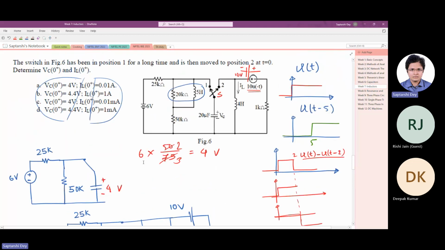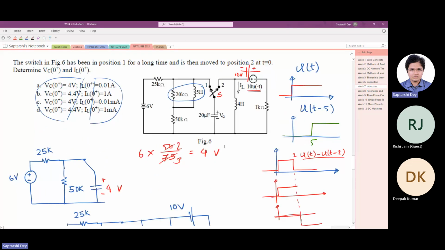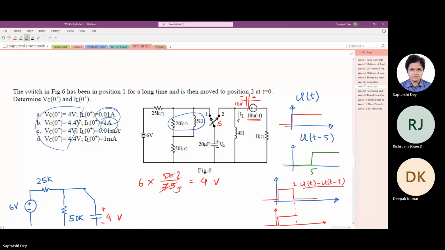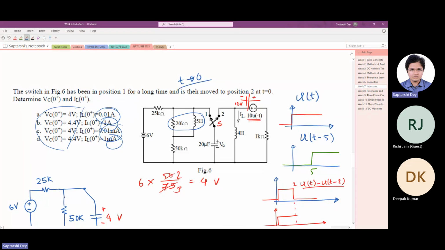The question is initial capacitor voltage, initial inductor current. If initial capacitor voltage is 0 volt, initial inductor current has some values here, and none of them are 0. But it is not possible because at t tends to 0 minus, inductor current was 0. At t tends to 0 plus, inductor current can never be some finite value because that would require infinite voltage across the inductor. I don't know whether you can appreciate that.